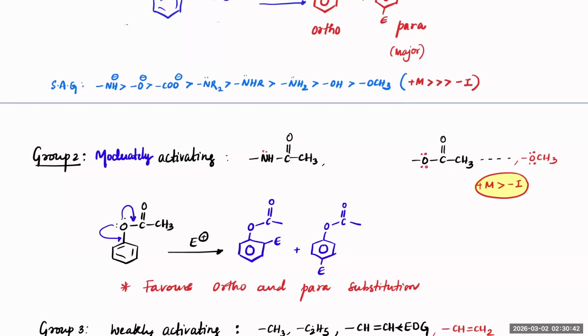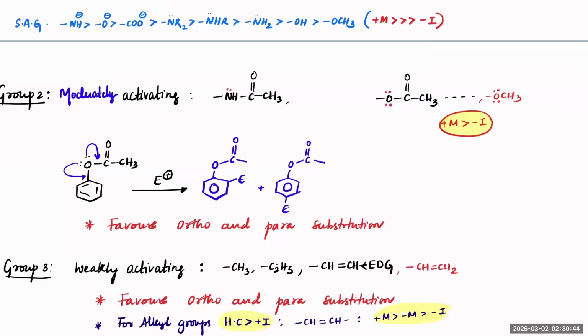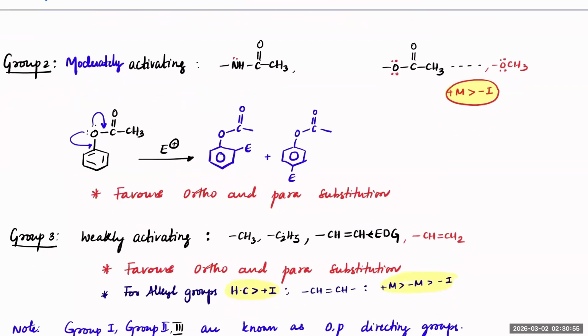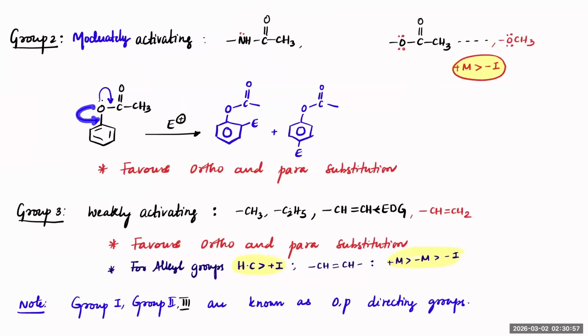But if you notice these groups, nitrogen and oxygen containing groups, like OCH3, we can say plus M is still greater than minus I overall. So you can see a lone pair can be pushed here, because of which negative charge will come at the ortho and para positions. So if an electrophile is attacking, it will come at the ortho and para positions. So definitely group 2 will also favor OP directing.